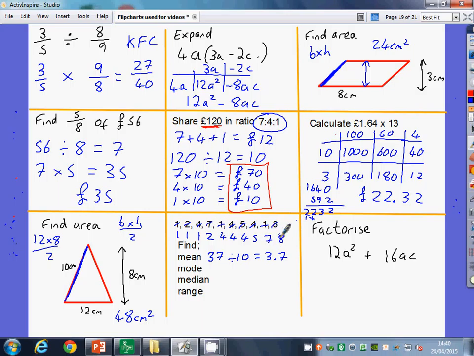Now, the mode is the most common number. And if you look at that carefully, we've actually got 3 ones and we've got 3 fours. So my mode is 1 and 4.